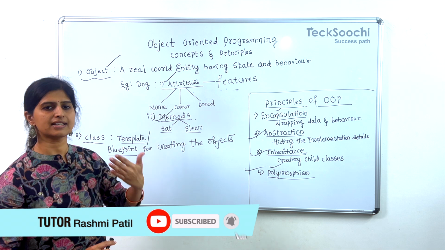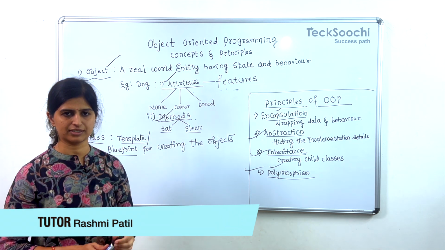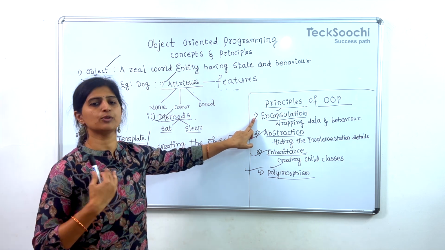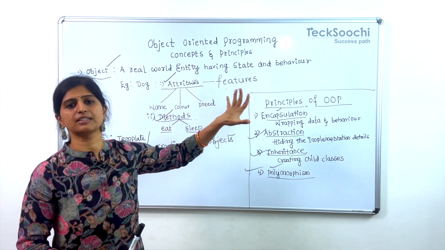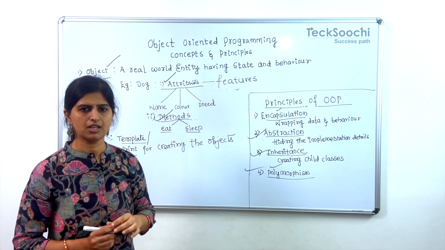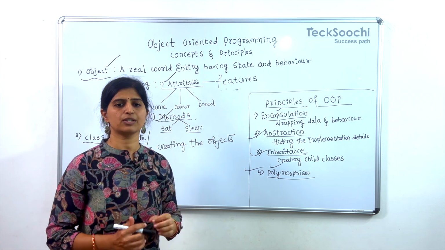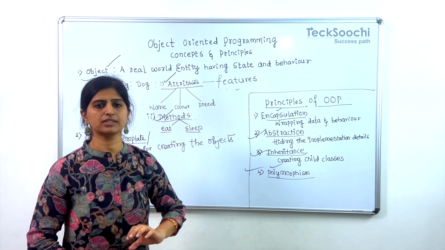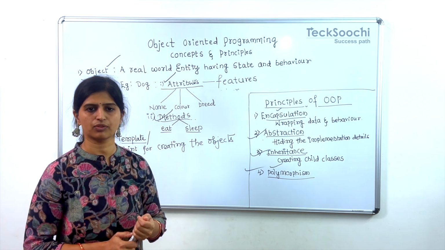Before that, let us have a clear insight into the principles of object-oriented programming. To begin with, the first one is encapsulation. What do you mean by encapsulation? It is nothing but wrapping up the data and the behavior together into a single component called a class. When I wrap up this data and behavior, what do I achieve by doing so? I protect the data from unauthorized access as well as modification by users.